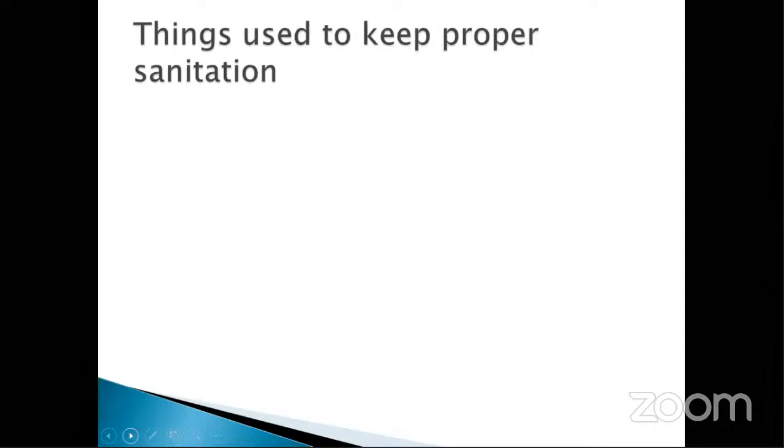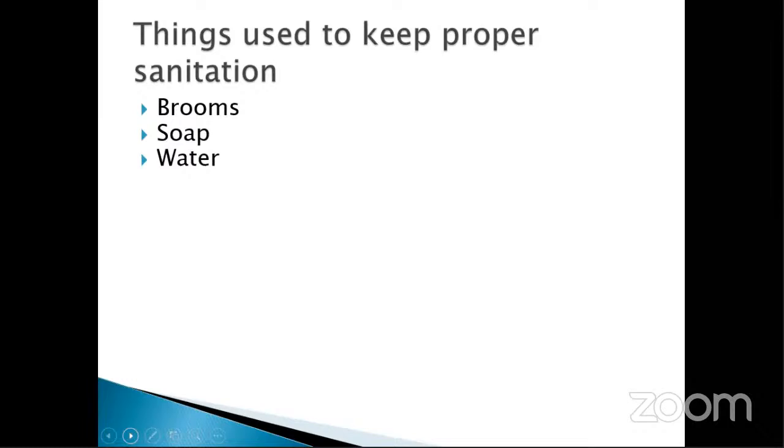If there is nothing else, we can look at these that I listed down. There are very many. One of them is the brooms, which we use for sweeping. We also have soap, which we use for washing. We also have water. We can use it in different ways for washing, for mopping, for scrubbing, and so on. We have ash.